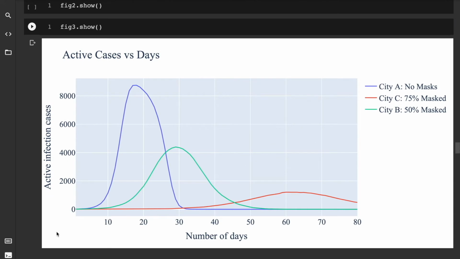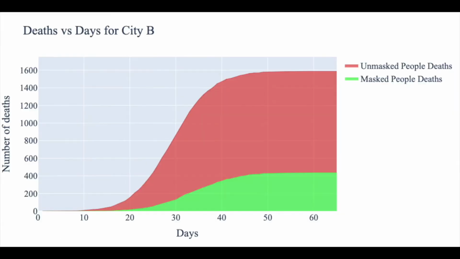This graph shows the number of active cases for a given day. As more people wear masks, peaks of cases become smaller and are delayed. This avoids overloading hospitals. We also see that deaths of unmasked people are much higher than deaths of masked people.